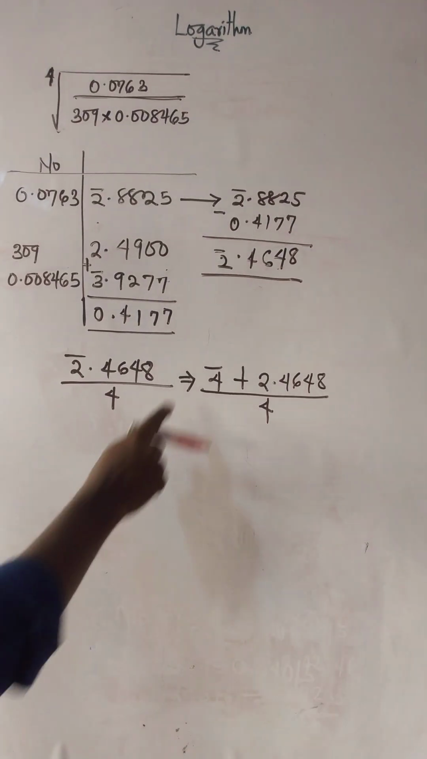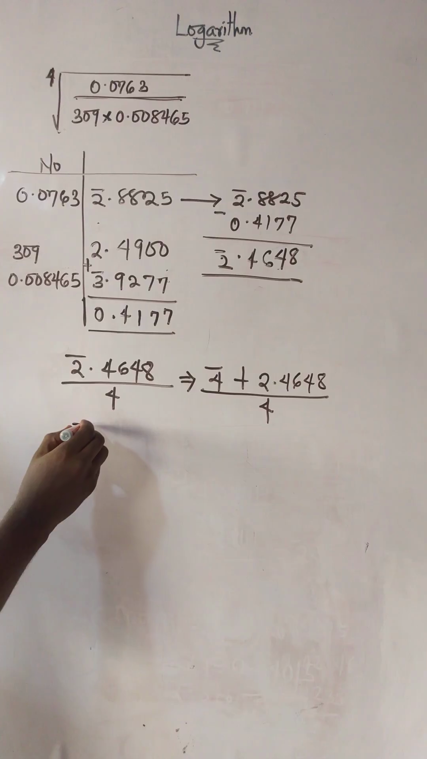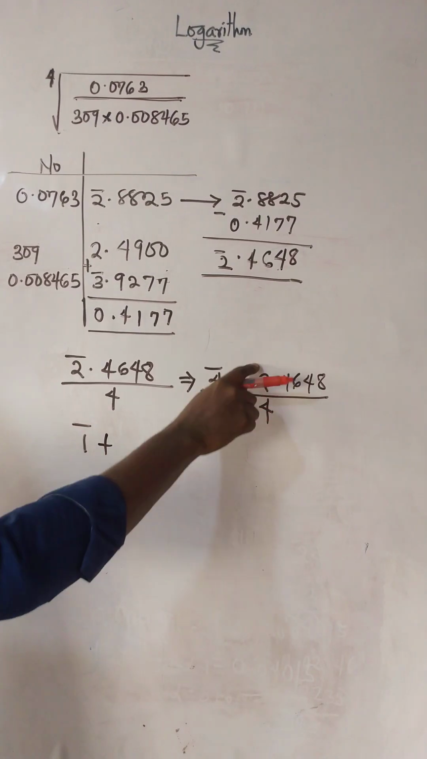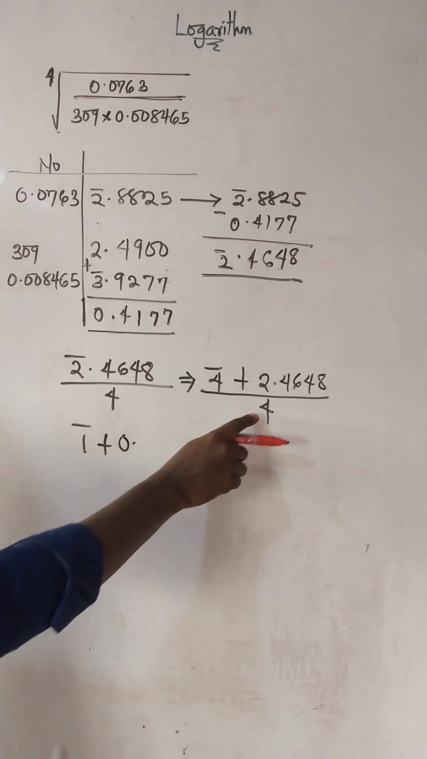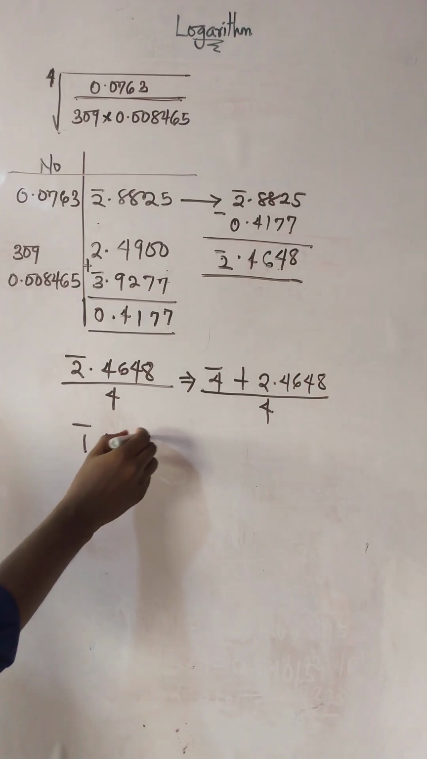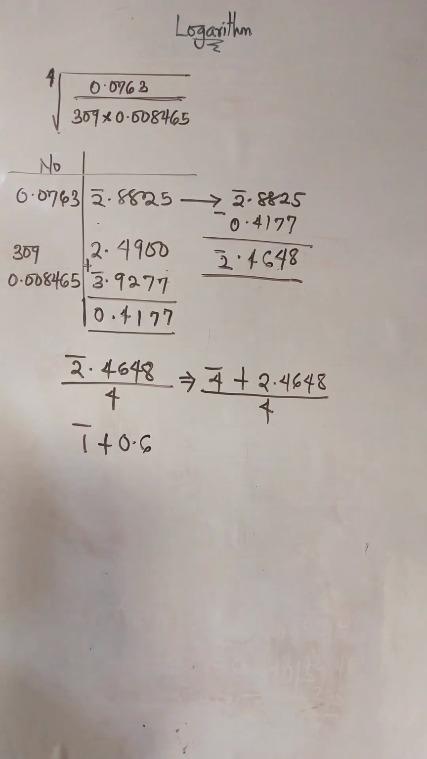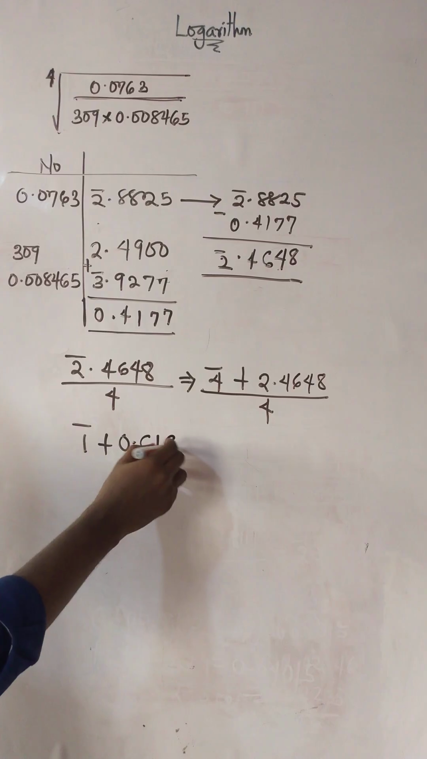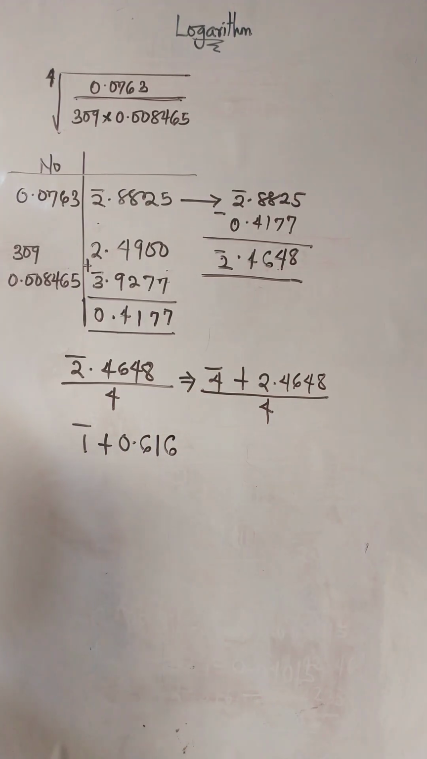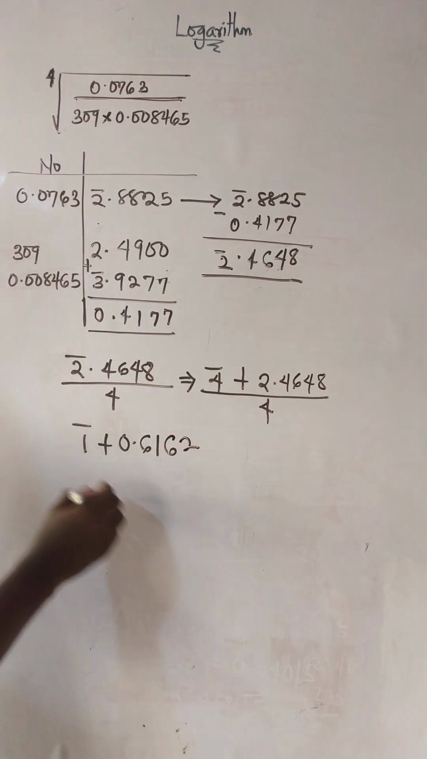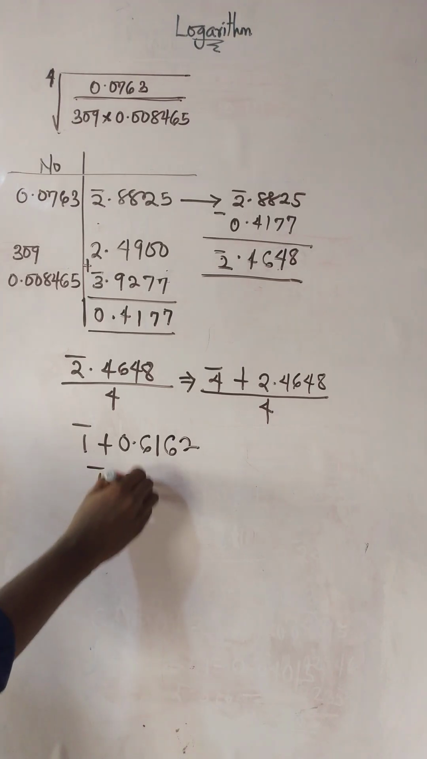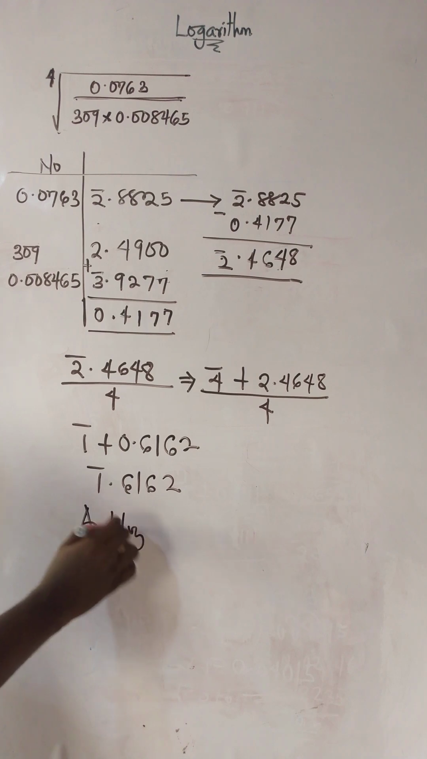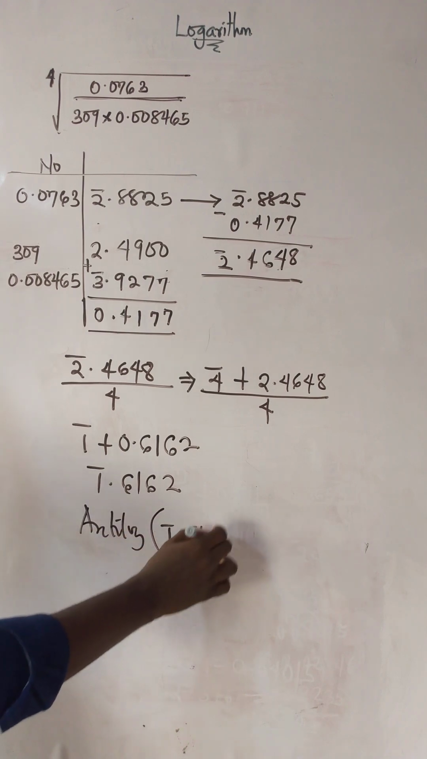Alright, from here, bar 4 divided by 4 gives us bar 1, plus 4 into 2 is 0, then 4 into 24 is 6. Without 0 is 0, 6, that is 1, without 2. Into 4, 6. Without 0 is 0, 8, it is 2. So that's bar 1.6162. So we are going to do the antilog of bar 1.6162.